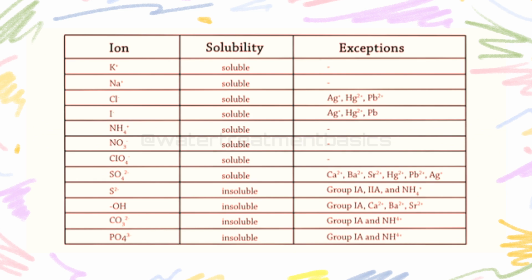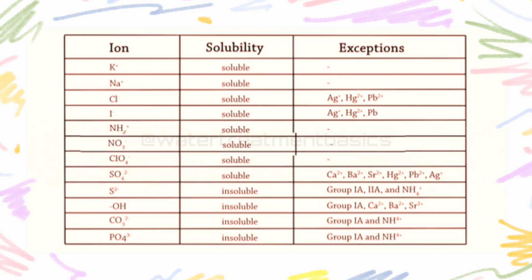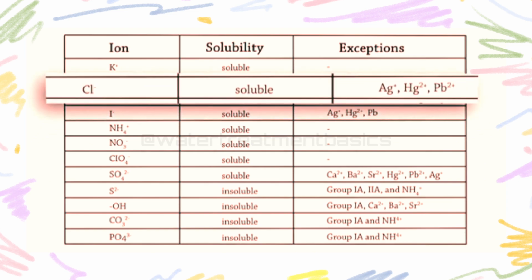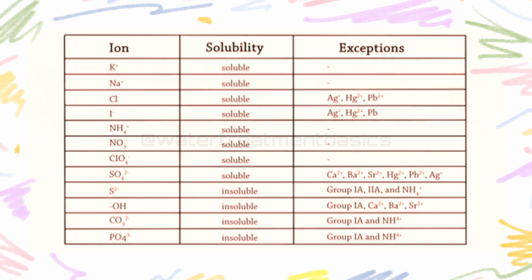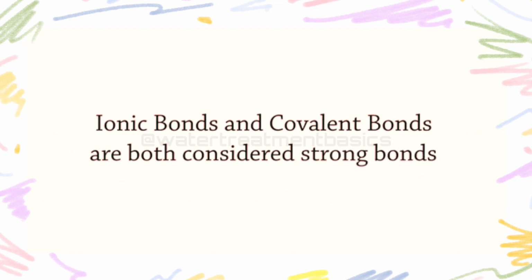Ionic compounds involving nitrates, for instance, are all soluble in water. Most chlorides, like NaCl, are soluble in water, but there are some exceptions, which include the chloride compounds involving silver, mercury, and lead. Despite often falling apart in water, ionic bonds are considered strong bonds, as are covalent bonds. We'll compare their relative strengths in another video.